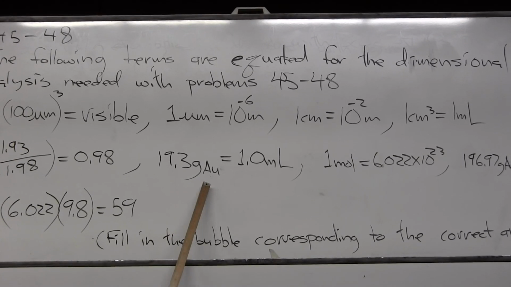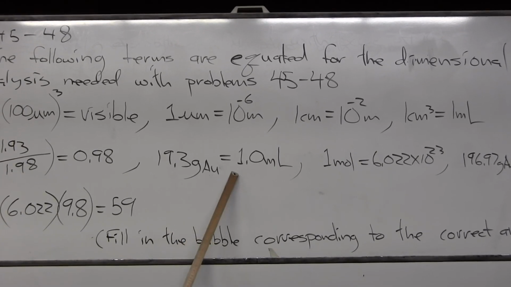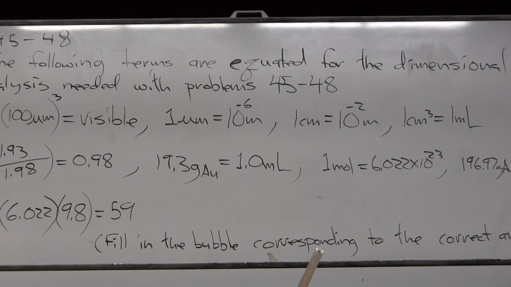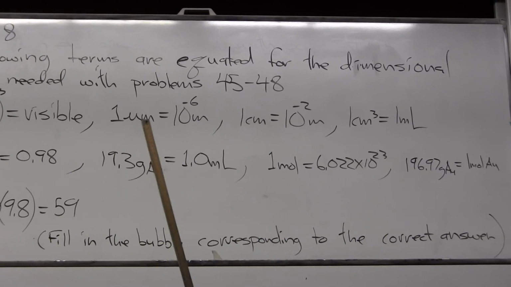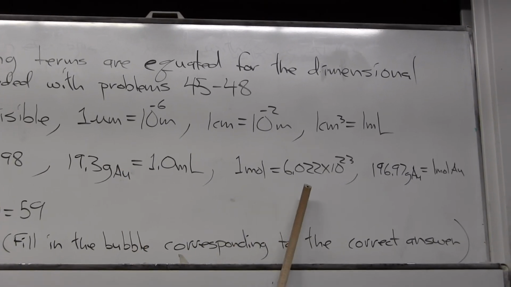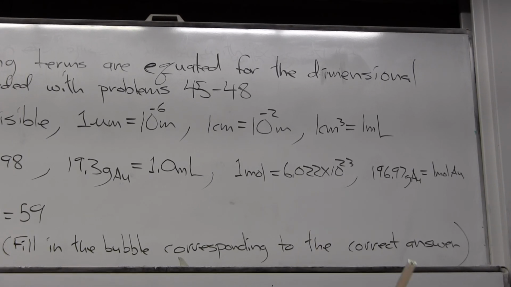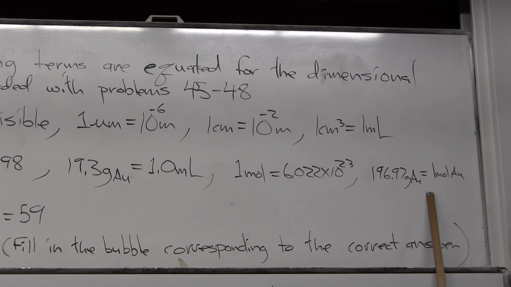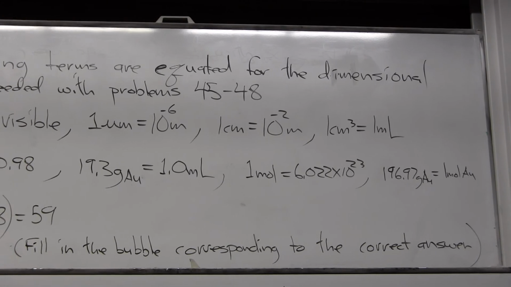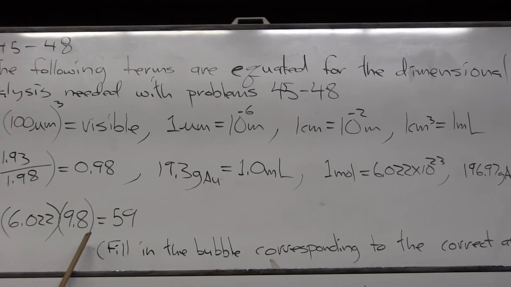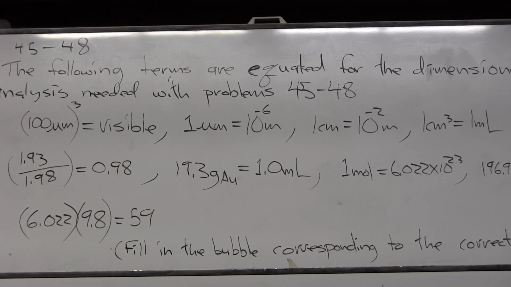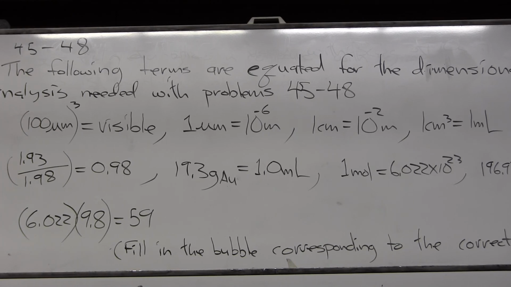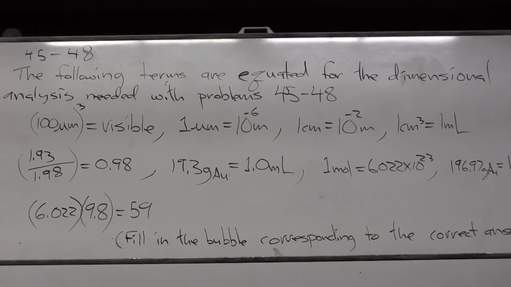19.3 grams of gold, Au, is equal to 1 milliliter of Au. 1 mole is equal to 6.022 times 10 to the 23rd. 196.97 grams of gold is 1 mole of gold. 6.022 times 9.8 is 59. And you are given the instruction to fill in the bubble corresponding to the correct answer.